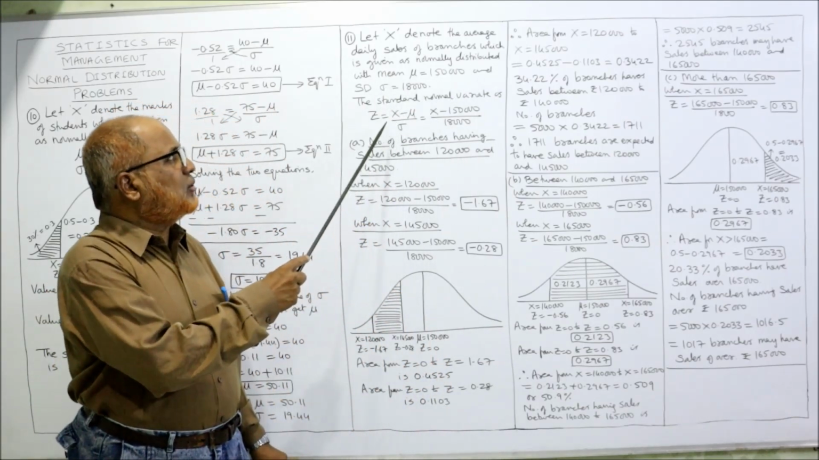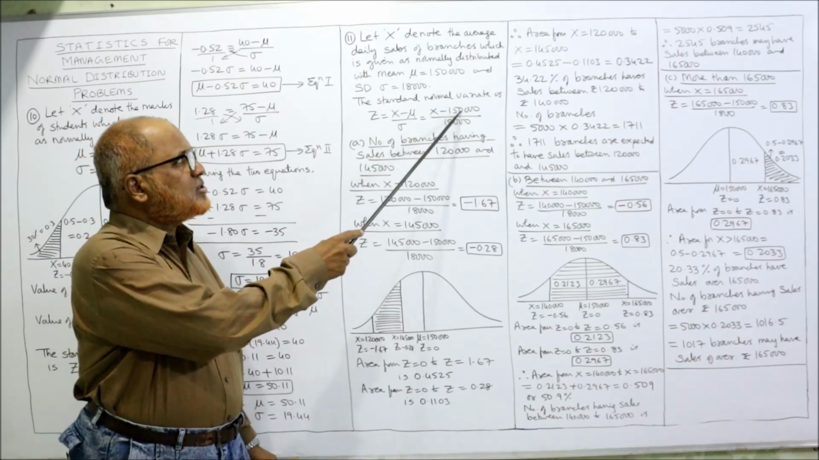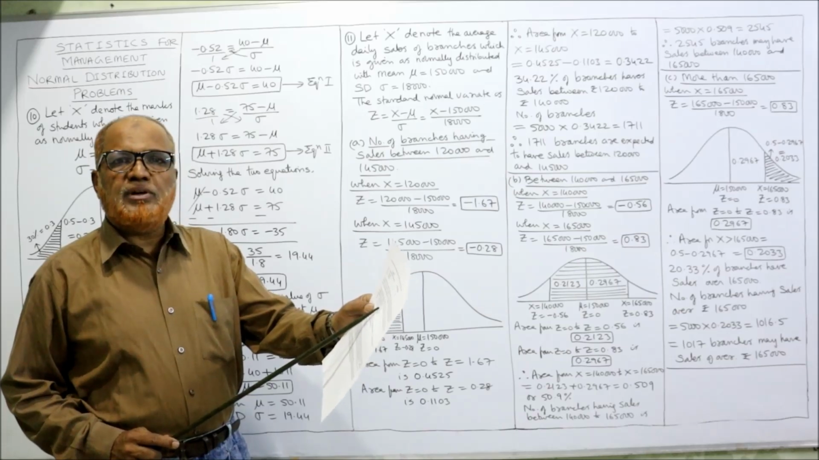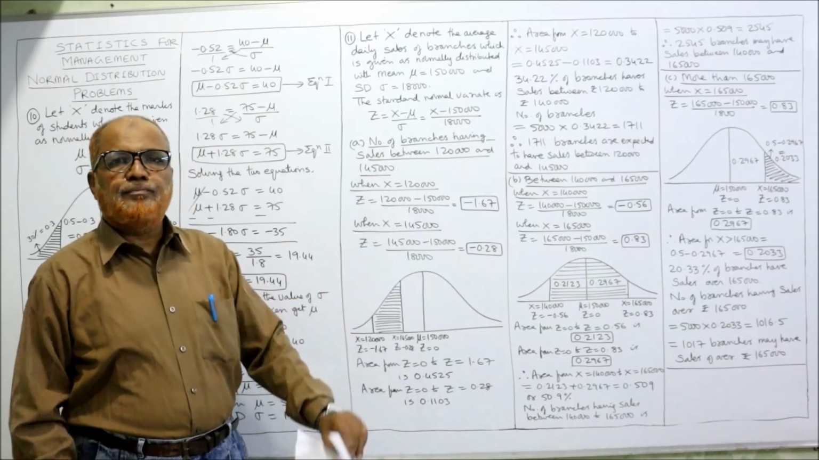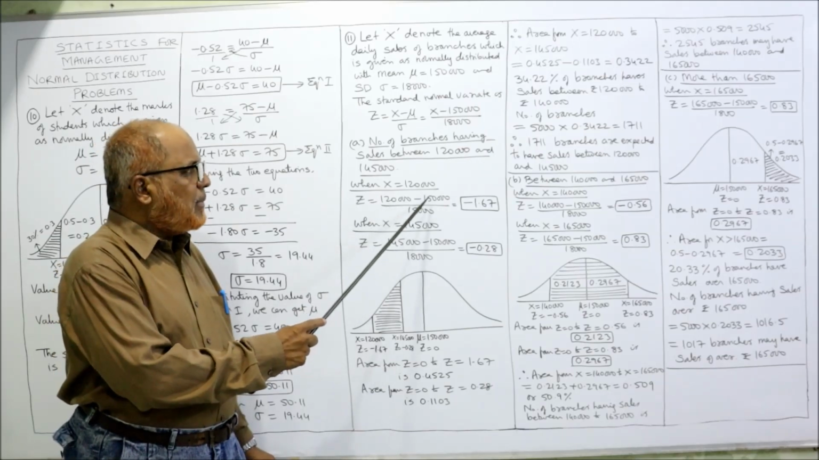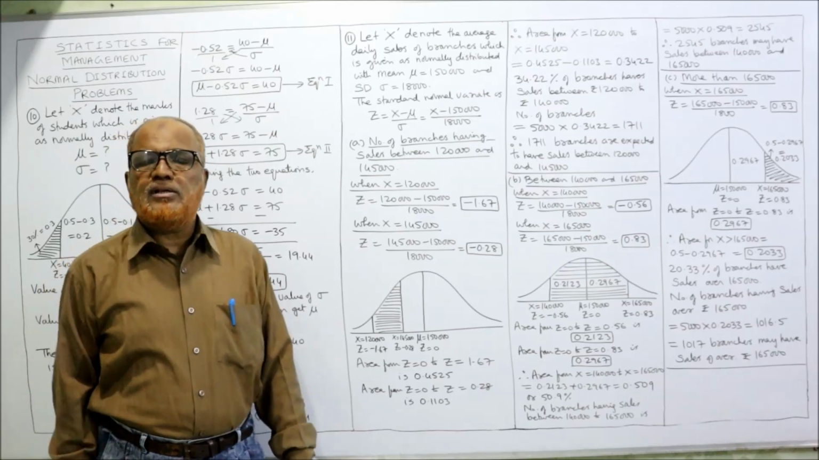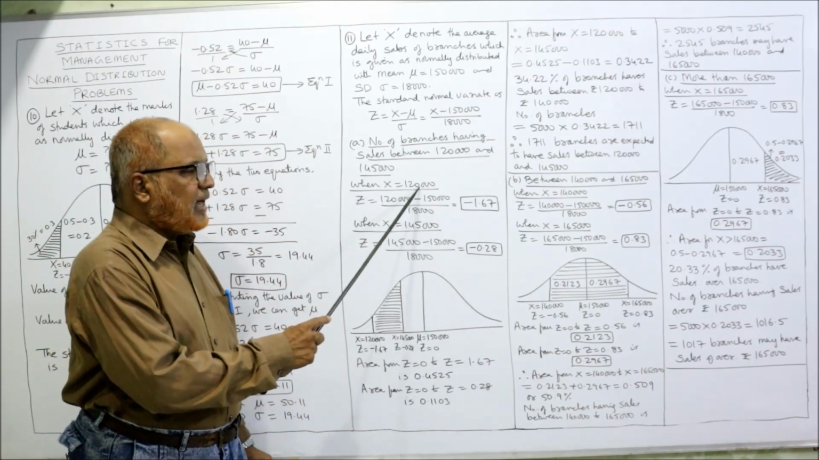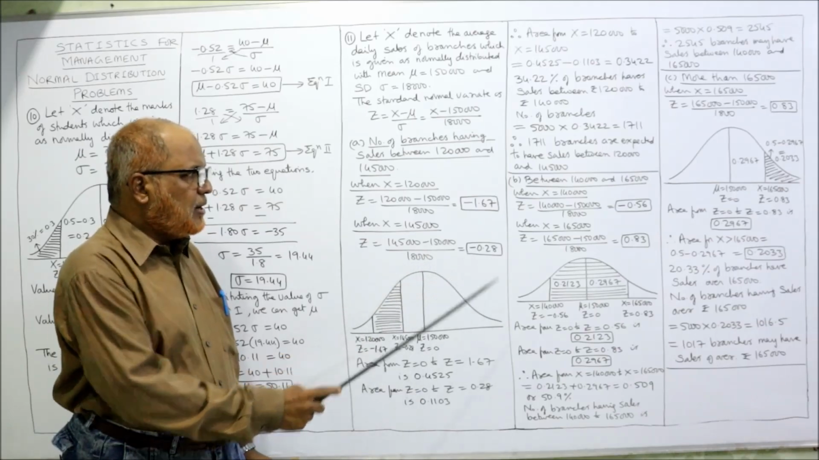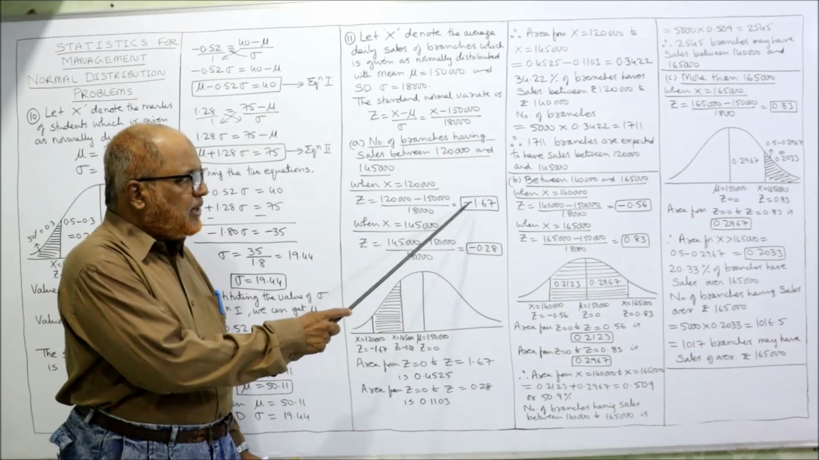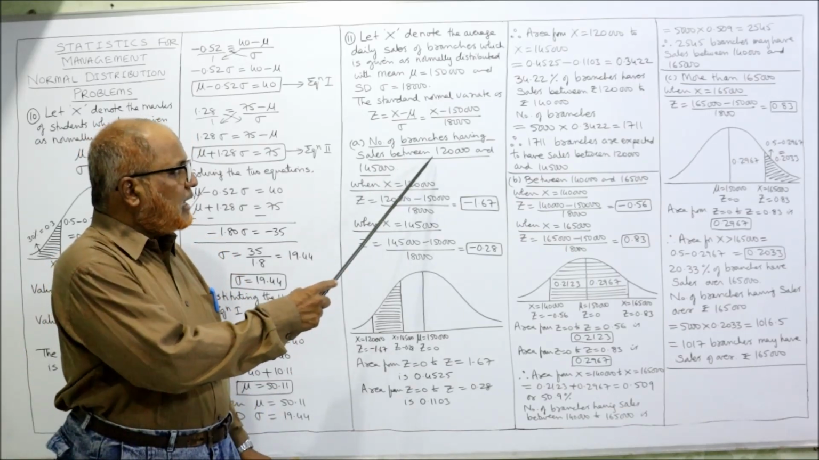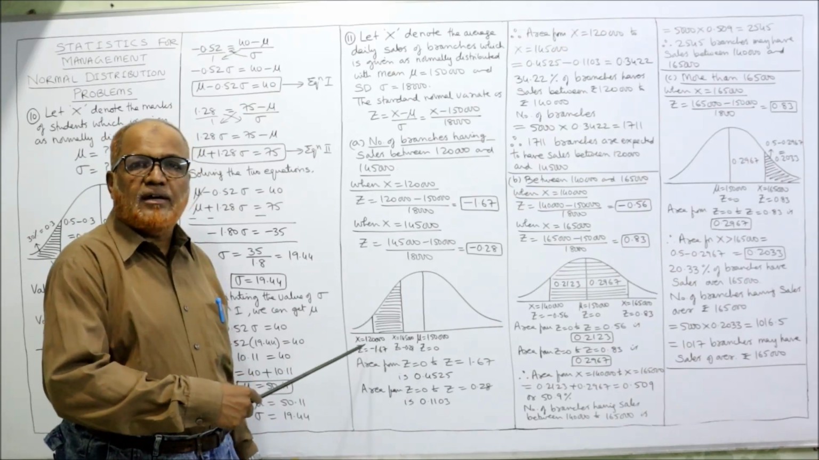Let x denote the average. Just now I told you z is equal to x minus mu by sigma, x minus 1,50,000 by 18,000. Now first question, number of branches having sales between 1,20,000 and 1,45,000. So when x is equal to 1,20,000, what is the value of z? 1,20,000 minus 1,50,000 divided by 18,000, minus 1.67. Similarly, when x is equal to 1,45,000, 1,45,000 minus 1,50,000 divided by 18,000, minus 0.28. Both we are getting minus because both are less than 1,50,000. The average sales is 1,50,000 and both the values are less than 1,50,000. That's why we are getting minus on the left side.